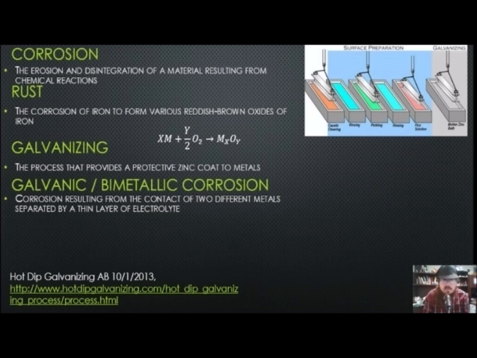Galvanizing is a process that provides a protective zinc coating to metals. This is often done various different ways, but you can dip, as my image shows, we can clean the steel and dip it into molten zinc to coat the thing. You could spray molten zinc directly on the surface. You can electroplate zinc onto the surface.